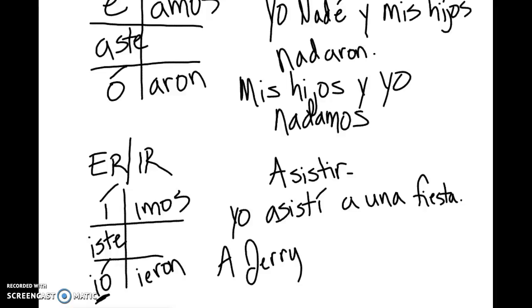Okay, so Jerry. So I want to say that Jerry, he attended a party. So how would I say he attended a party? What would that one look like? I heard it. Asistió. That I comes back. Asistió a una fiesta. A una fiesta.